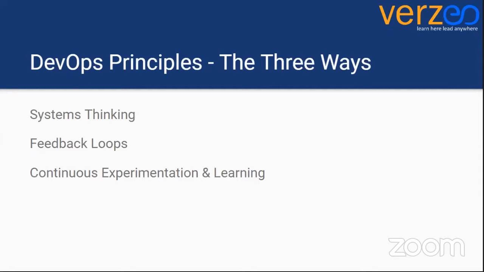Okay, we saw what are the core values of DevOps. Now we'll move to the second thing, the 3 ways, which is called the DevOps principles. Okay, there are 3 different principles which are defined. First one is system thinking, then your feedback loops, third one is your continuous experimentation or learning.